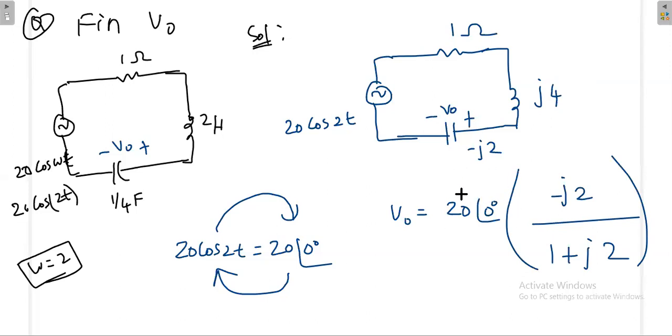Now this is in polar format. This is in rectangular format. Finally, you convert it into any one of the formats. Finally, you may get 11.3 and 5.6 into j. And again, from this, you can find out what is the magnitude and what is the theta. Some magnitude will come, some theta will come. Then finally, what is your answer?